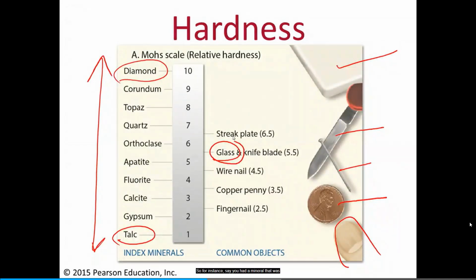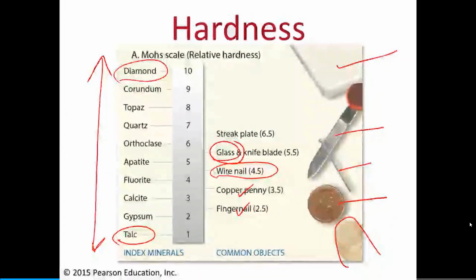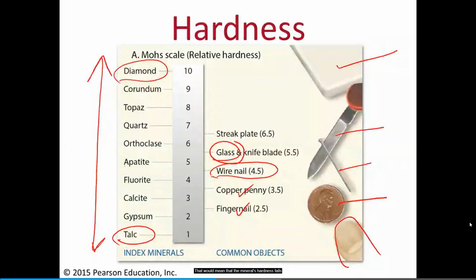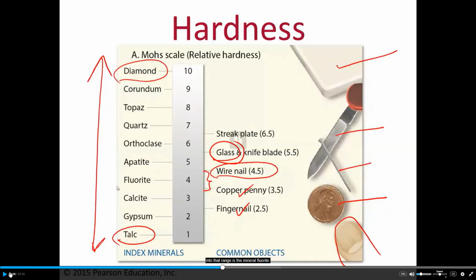So for instance, say you had a mineral that was so hard it could scratch your fingernail and it could scratch a copper penny, but it was not hard enough to scratch a wire nail. So the wire nail would be harder than the mineral. That would mean that the mineral's hardness falls between a 4.5 and a 3.5 on the Mohs scale of hardness. One example mineral that falls into that range.